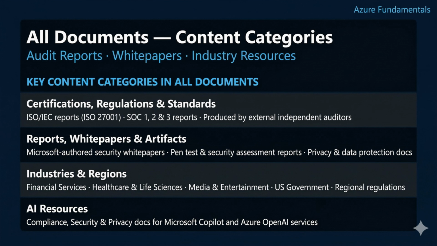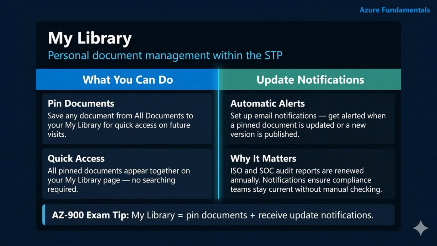There is also a category called AI resources, which covers compliance, security, and privacy documentation specifically for AI solutions such as Microsoft Copilot and Azure OpenAI. A sign that Microsoft is expanding its compliance transparency into its newer AI products as well. Let's look more closely at the My Library feature because it is specifically mentioned in the Microsoft documentation and could appear in an exam question.